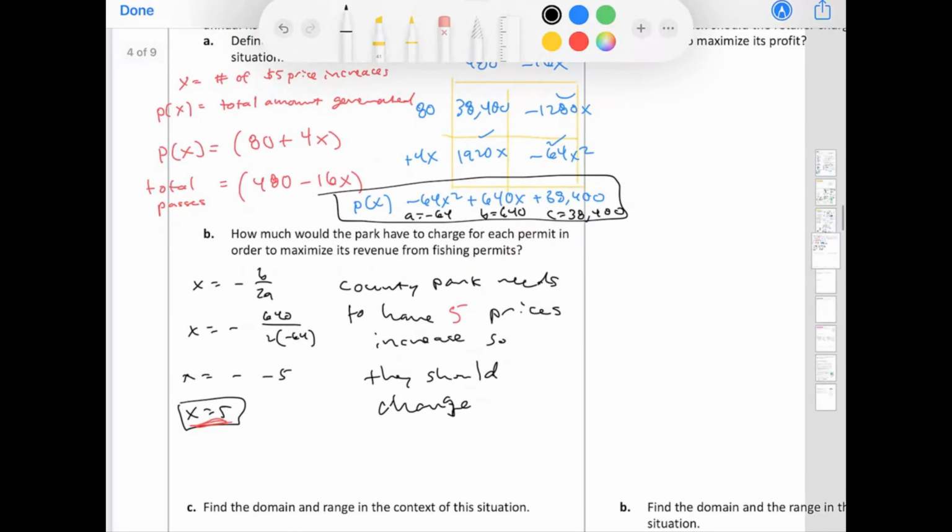So let's put that number back into our function here. We should put in x equals 5. So p times 5, 80 plus. So what's kind of nice is what? They're going to make to charge $100 per permit.